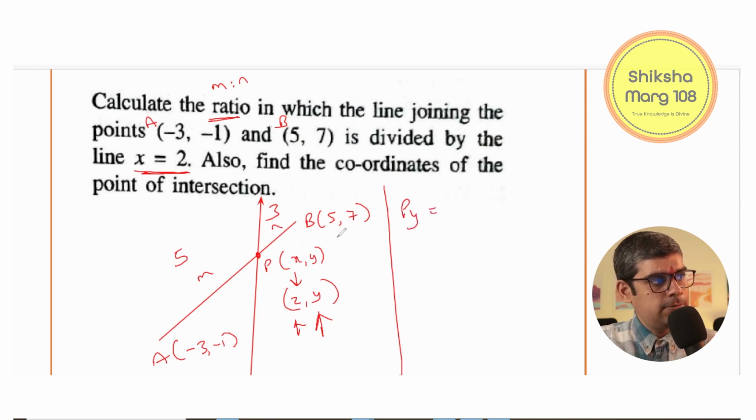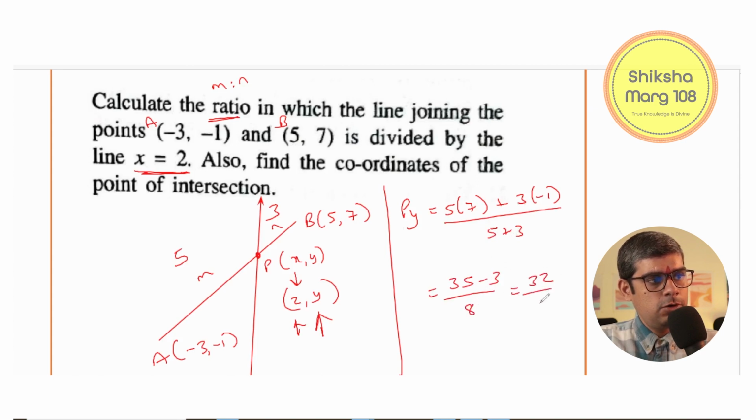Py equals, so we now know the ratio, 5 times 7, which is the y coordinate of B, plus 3 times the y coordinate of A, which is 3 times minus 1, the whole upon 5 plus 3. That's 5 times 7 is 35 minus 3, and 5 plus 3 equals 8. 35 minus 3 is 32 over 8.